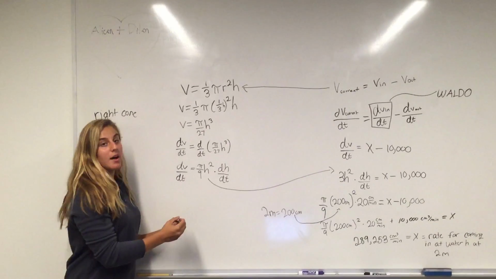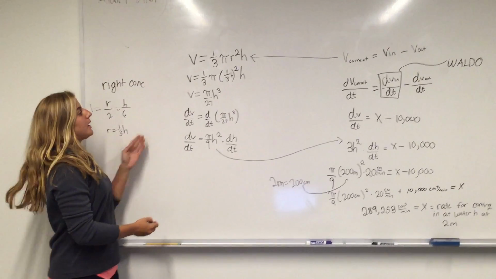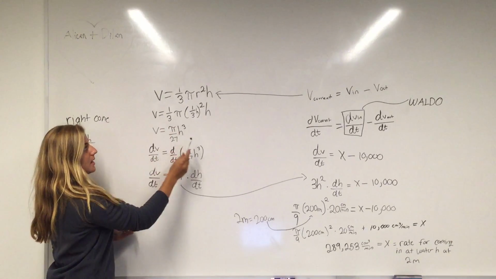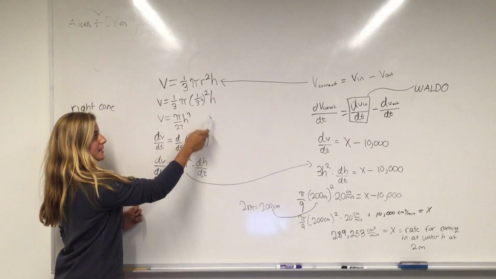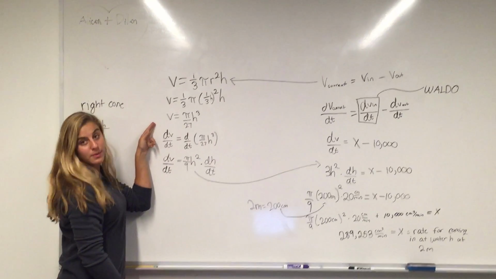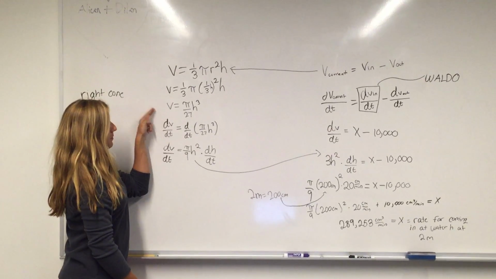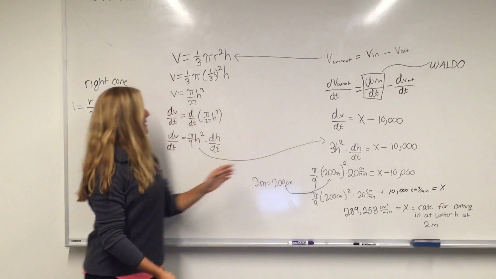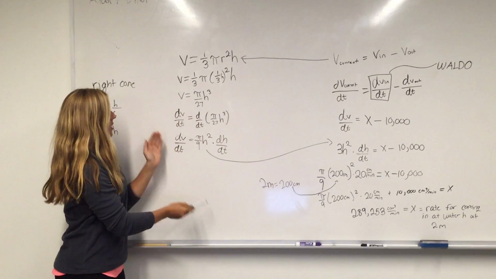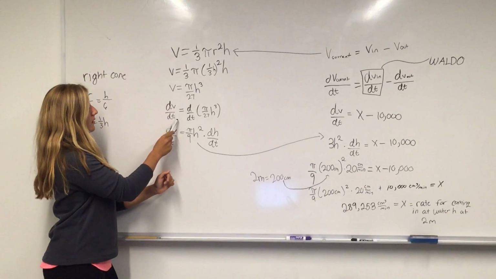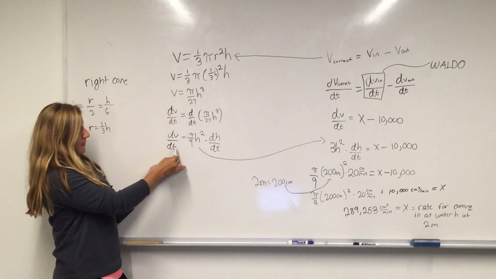So now we can go back over to our equation. We can plug our radius equals 1/3 height into our equation, which is volume equals 1/3 pi times (1/3 height) squared times height. So this ultimately simplifies to volume equals pi over 27 height cubed. To find the derivative of V current, because this is just the simplified version of our equation, we're going to take the derivative with respect to time of volume, which is dV over dt.